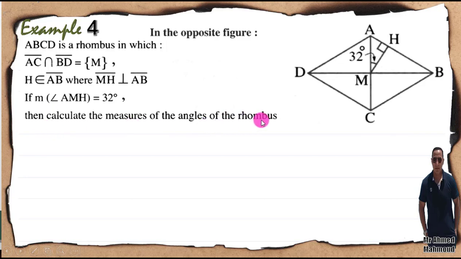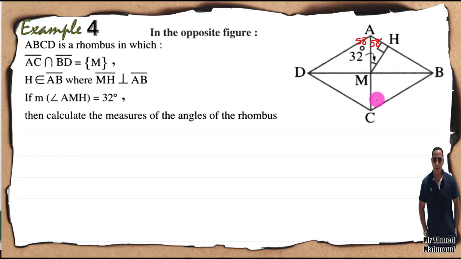First, I will find the measure of angle HAM. Angle HAM equals 180 minus the sum of 90 and 32, because AHM is a triangle. So angle HAM, this part of angle A, equals 180 minus 90 plus 32, which equals 58. So this angle equals 58. So the other part of angle A also equals 58.